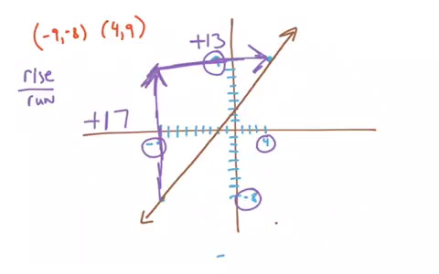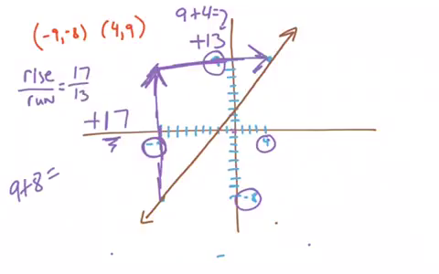By the way, I'm not doing anything fancy here. When I say 17, all I'm doing is saying from 8 to 0 is 8, and from 0 to 9 is 9, and 9 plus 8 is 17. And over here I'm saying from negative 9 to 0 is 9, and from 0 to 4 is 4. So 9 plus 4 is 13. And so rise over run is just 17 over 13. So even if you forget your formulas, draw a picture.